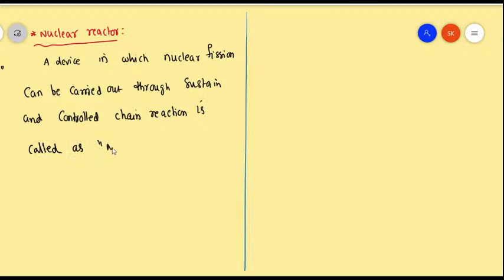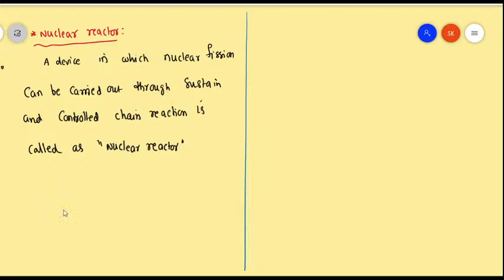What is a nuclear reactor? What is the definition of the nuclear reactor? A nuclear reactor is a device, right? A device in which nuclear fission can be carried out. Nuclear fission means what? Splitting of the heavier nucleus into lighter nuclei. A device in which nuclear fission can be carried out through the sustained and controlled chain reaction is called a nuclear reactor. A controlled chain reaction takes place, and sustained means it will continue.